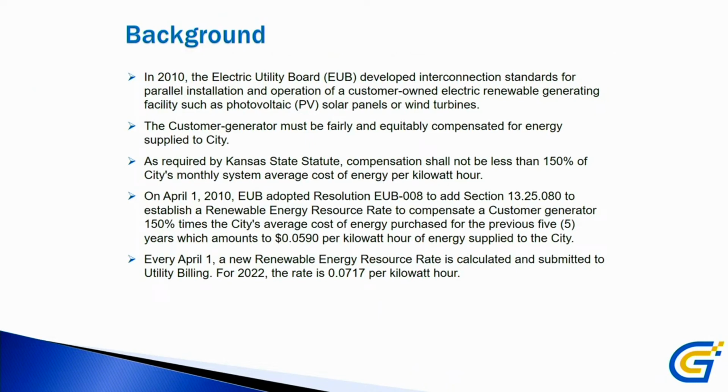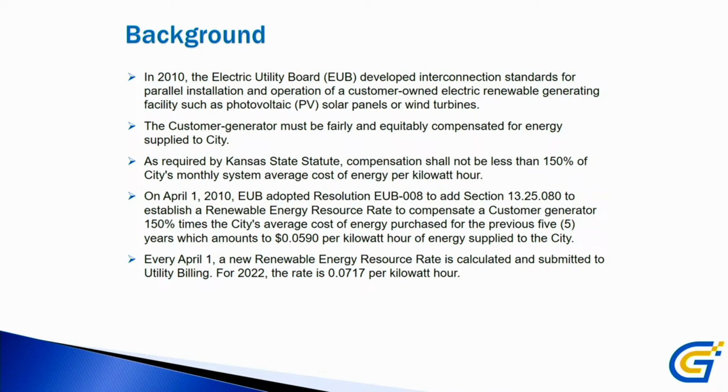So in 2010, the Electric Utility Board developed an interconnection standard mainly for any type of renewable energies, which is solar and wind. The consumer generator must be compensated for that generation. Under a Kansas statute, the compensation should be no less than 150% of the avoided cost.